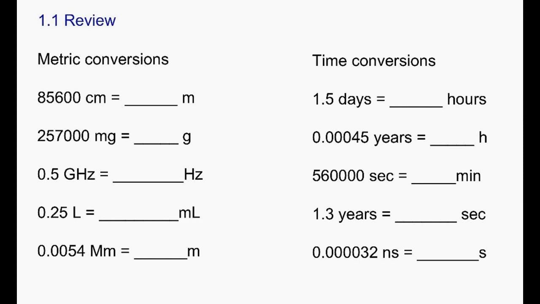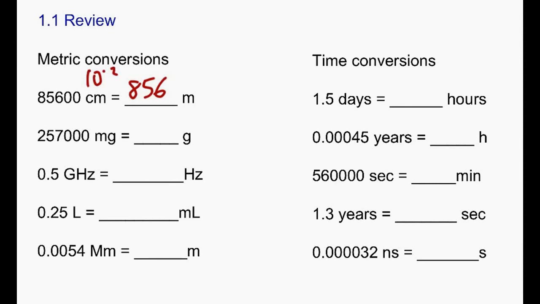If you look on your sheet, you can see centimeters. On the sheet, they write that as 10 to the negative 2. What they're saying is 1 centimeter is 10 to the negative 2 meters. How that comes in handy is you can do it one of two ways. On your calculator, you could just put in 85600 times 10 to the negative 2, hit equals, and it'll give you an answer of 856.